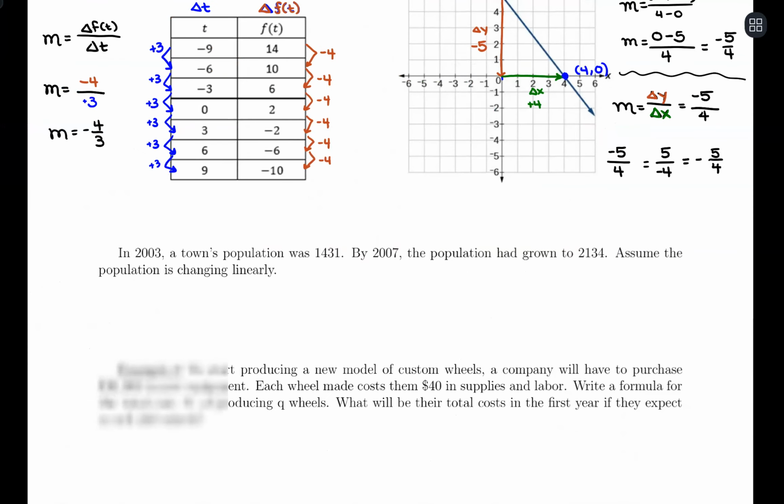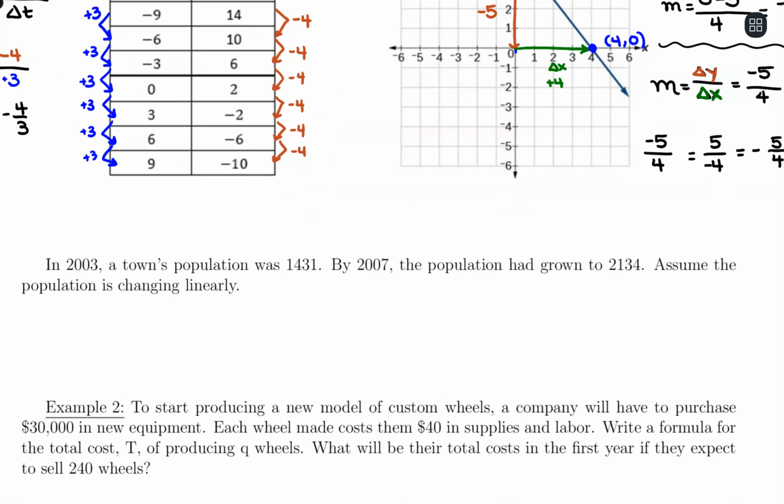Okay, let's look at a word problem and how to get slope out of this. So we have, in 2003, a town's population was 1,431. By 2007, the population had grown to 2,134, and we're going to assume the change is linear. So that means slope is staying the same. So what we need to do is make our coordinates. We can also define some variables here.